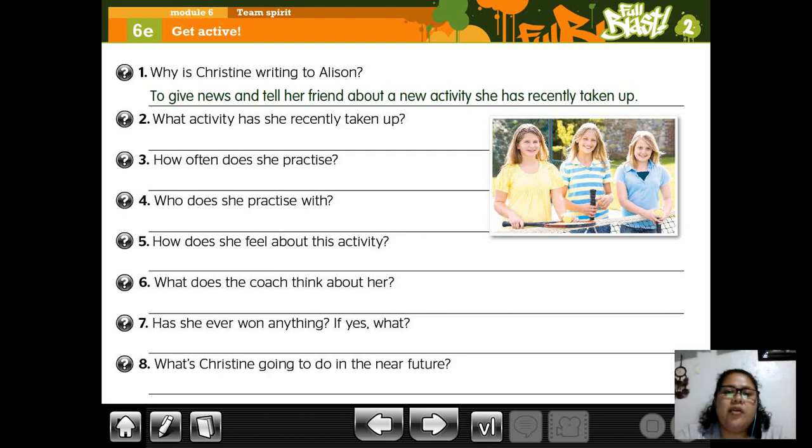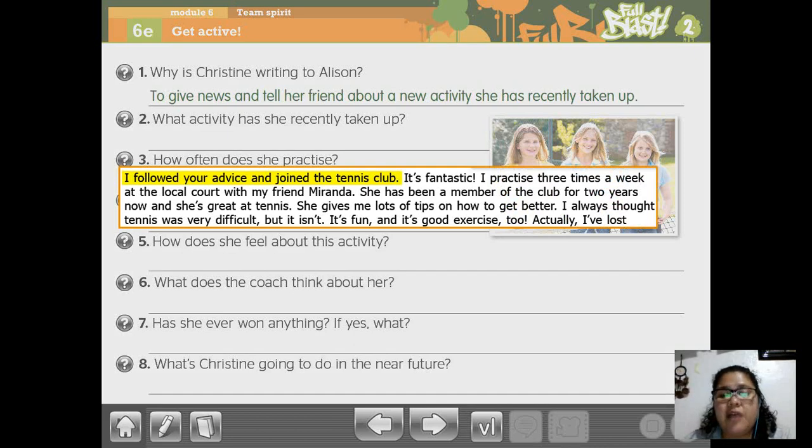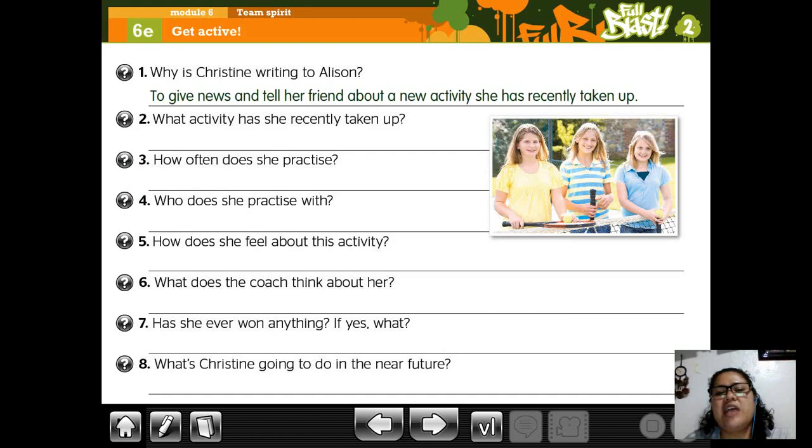Now that you guys are ready with the answers, let's check answers. Question number 2. What activity has she recently taken up? Recuerden que taken up es comenzar o iniciar una actividad. So number 2, what activity has she recently taken up? I follow your advice and joined the tennis club. So she has recently taken up tennis.